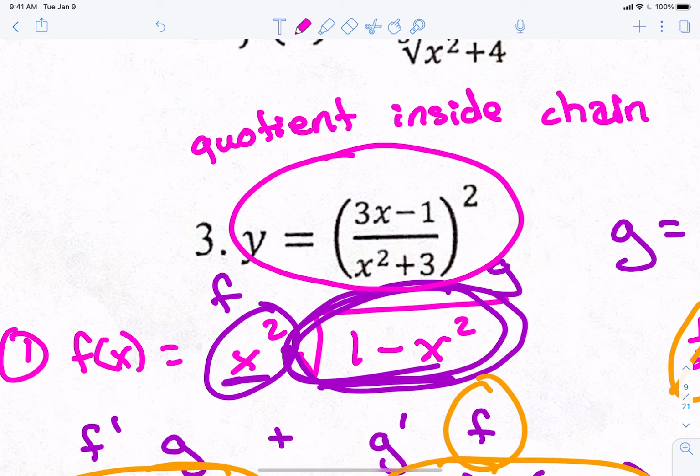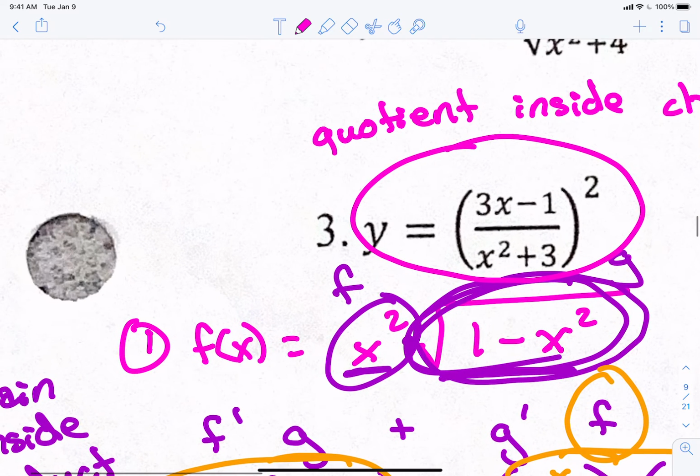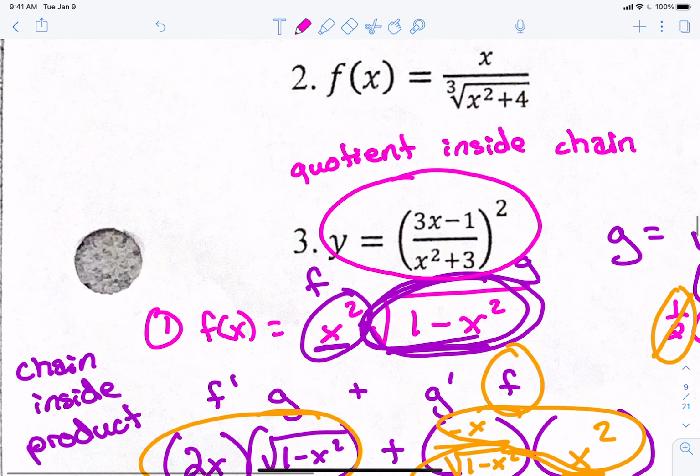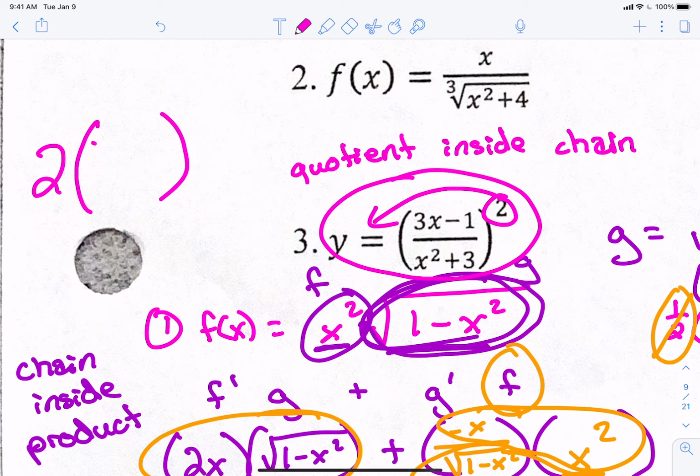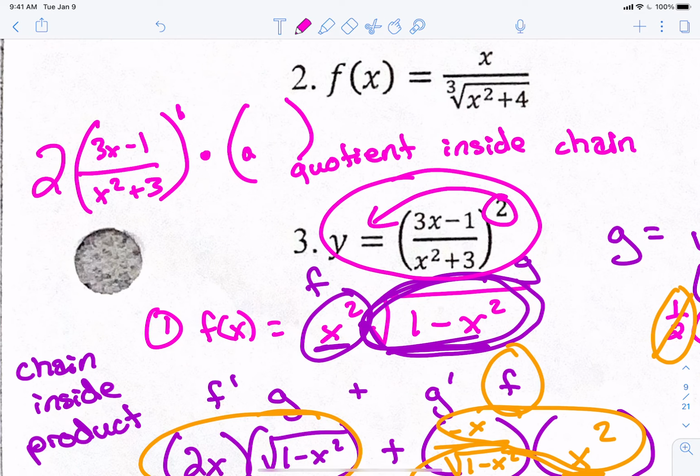So if it's a quotient inside of a chain, you would start with the chain, right? To do the chain, I'm not going to do this whole thing, but we would bring that 2 down in front. You would leave the inside, 3x minus 1 over x squared plus 3, to the power, but then times the derivative of the inside. That's going to be the quotient rule.